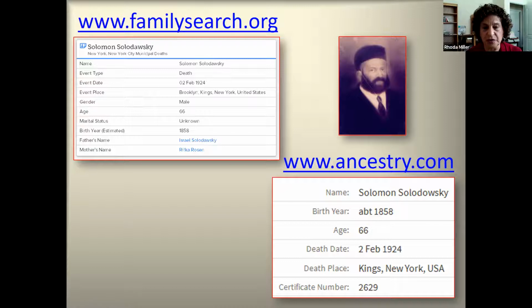I don't have a full screenshot here, but over on the right, there's something that says additional information, and you click on it and you will find the certificate number there also. But you have to dig a little deeper on FamilySearch for that piece of information. However, use both and just maximize what you can learn before spending the money to actually get the death certificate.